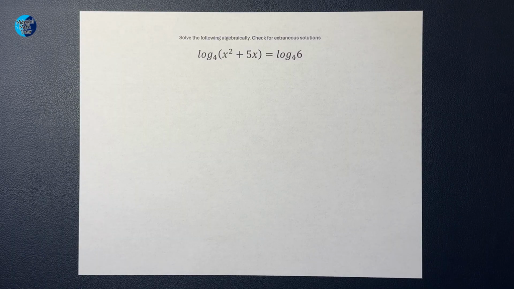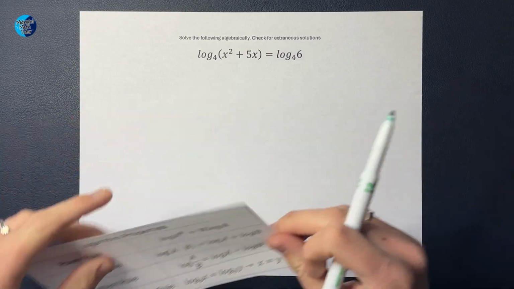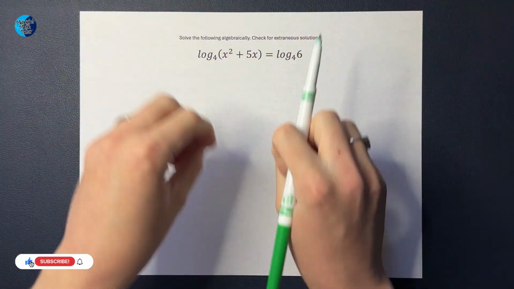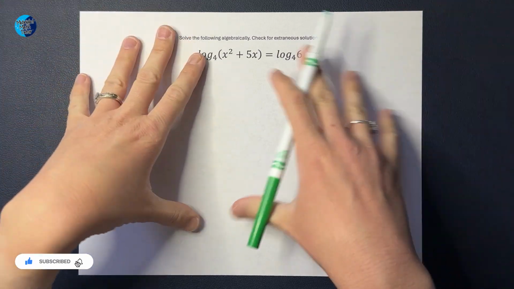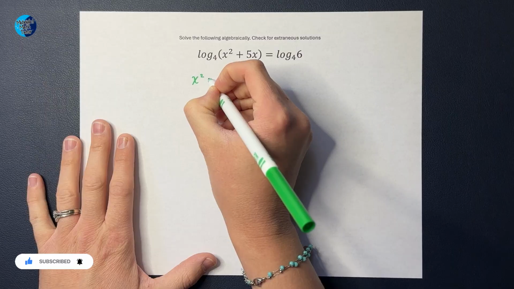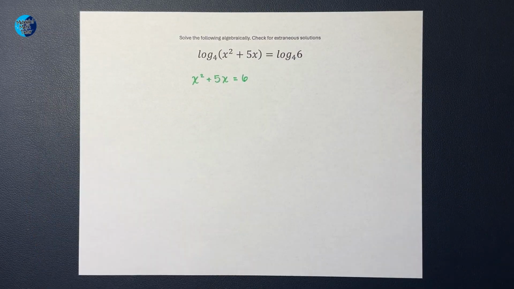So I want you to look at this for 2 seconds and see if you can figure out which property we're going to use. If you thought the one-to-one property or equality rule, you are right. We have two logs with the same base equal to each other. There's no other like things happening, being multiplied or subtracted or anything. So I can go ahead and just do x squared plus 5x is equal to 6.